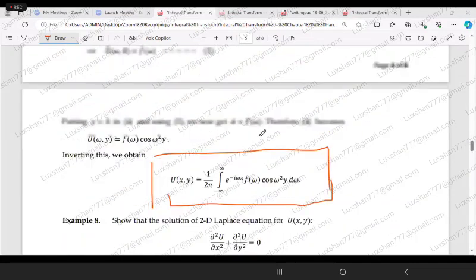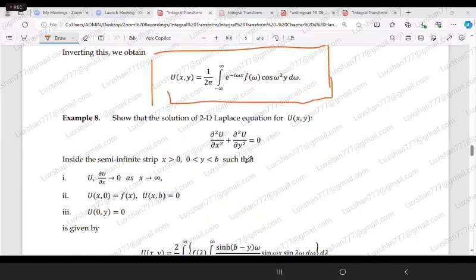Now the second situation, second question, look at here. Here x is greater than 0. X is not minus infinity to plus infinity. If you look at the initial condition, we know u(x, 0). And also we are given some other condition.